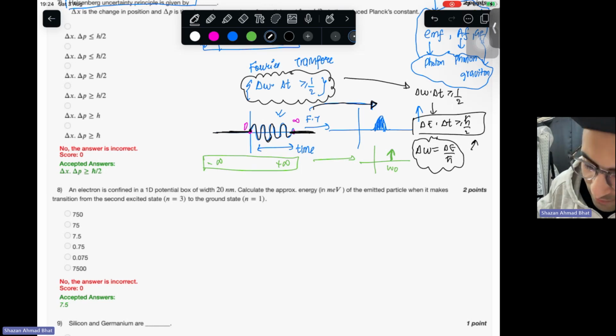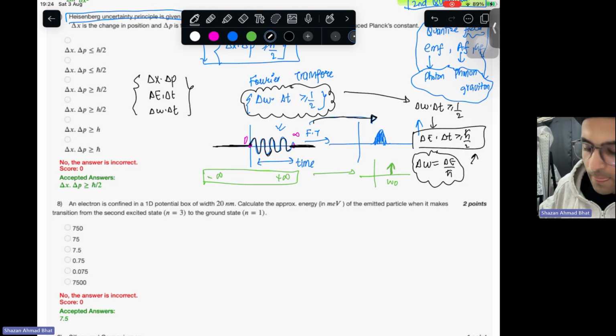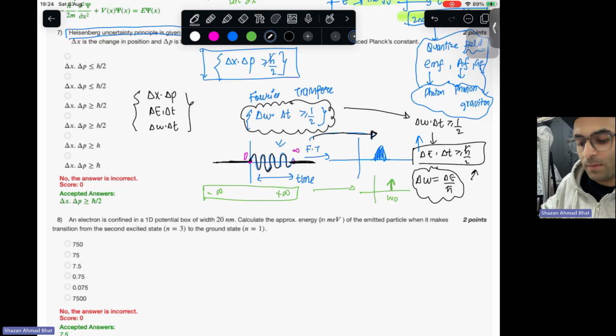Now, there are other variants of Heisenberg's uncertainty principle, like the position and the momentum, the energy and the time, the frequency and the time. These are Heisenberg's uncertainty principle considering other physical observables and their uncertainties.